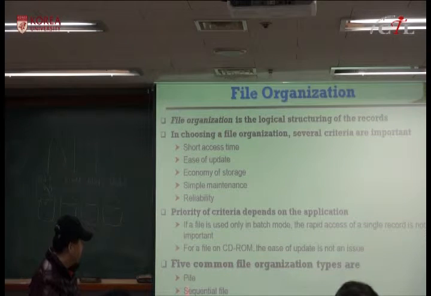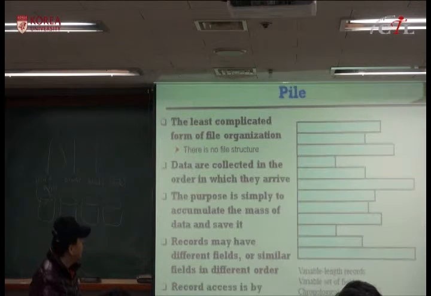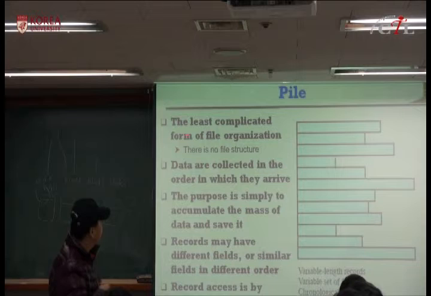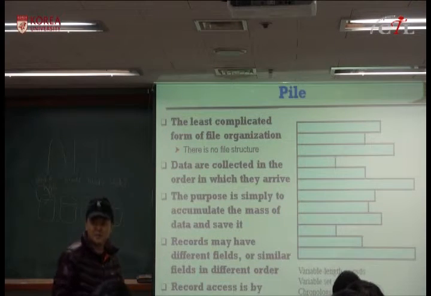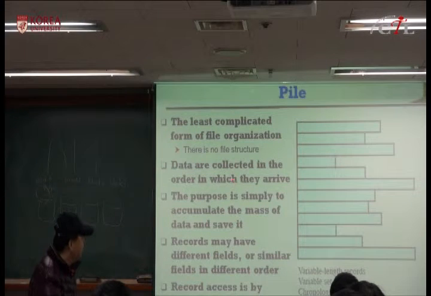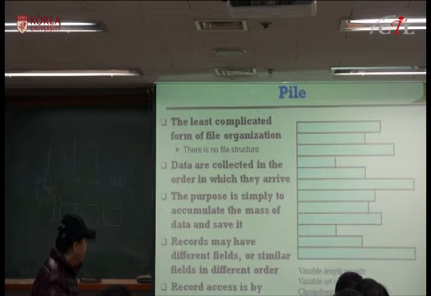Okay, let's look at these file organizations. The first one is the pile. The pile is the least complicated form of file organization, which means there is no file structure. Data are collected in the order in which they arrive. The purpose is simply to accumulate the mass of data and save it. Records may have different fields, or similar fields in different order, so there is no structure.